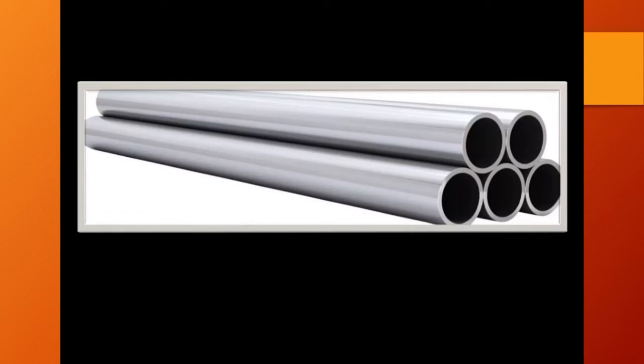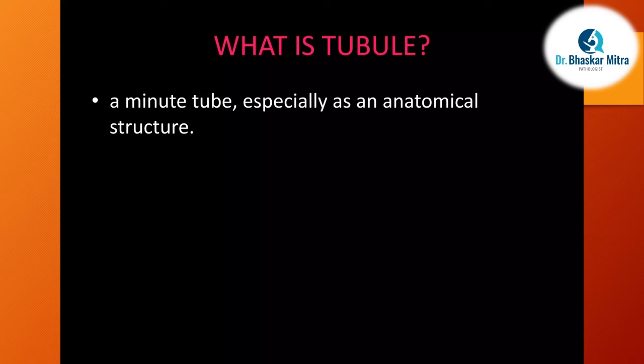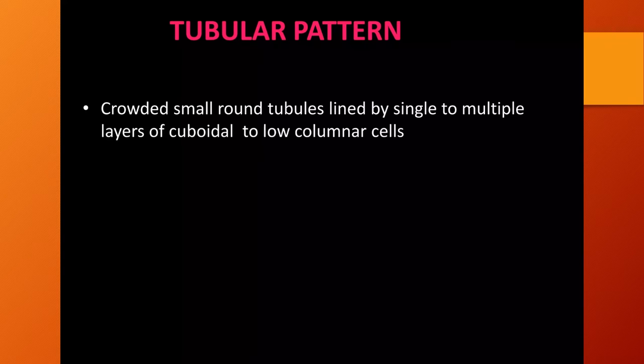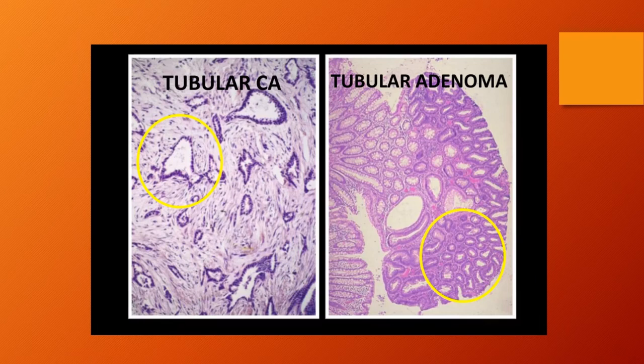Now what are these? These are long elongated tubes lying parallel with each other. When we see any structure looking like these elongated tubes, we call it a tubular arrangement. These are the minor tubes, crowded small tubules lined by single or multiple layers of cuboidal to columnar epithelium. This is tubular adenoma, where we can see elongated long tubular glands.